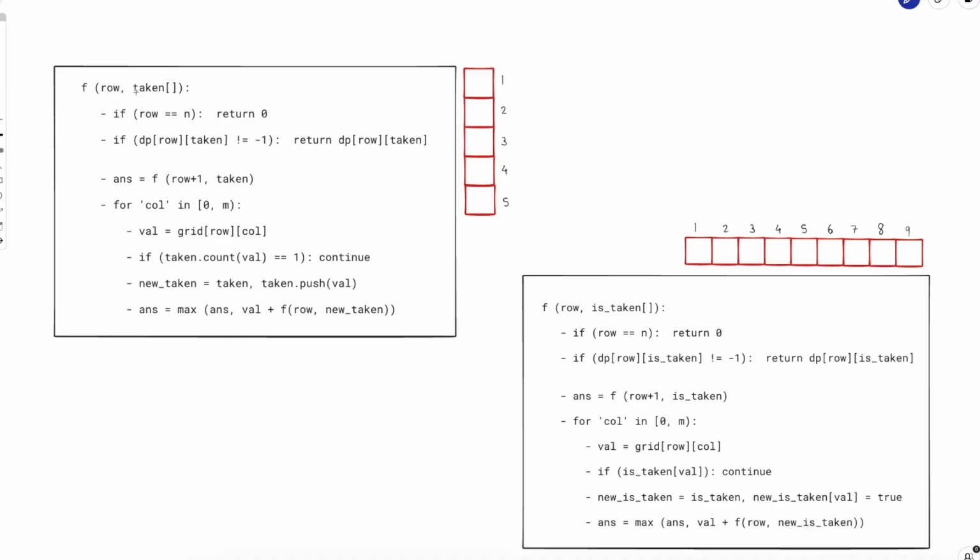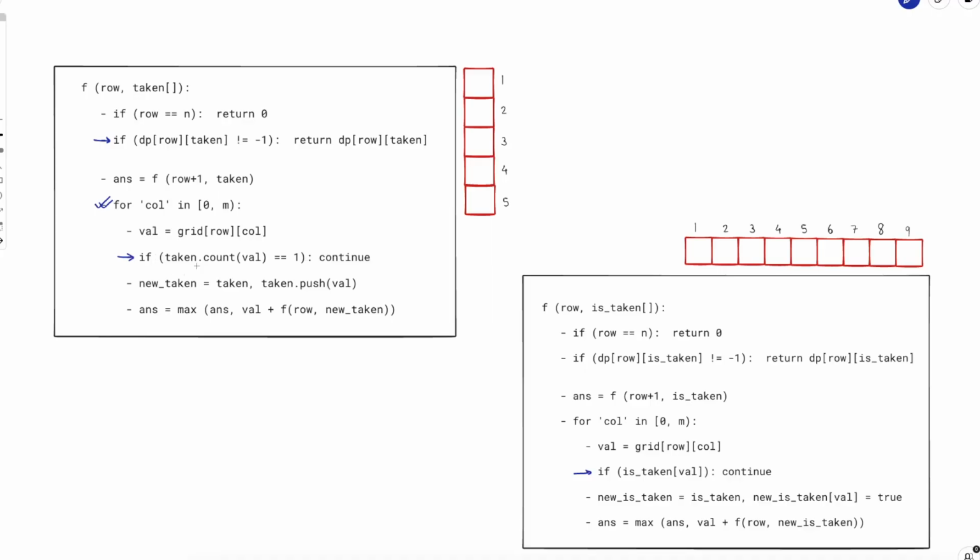Both ways are exactly similar. The only difference lies in how you are ensuring that a particular element is taken and you are not taking it again. So this is the only statement that differs. The rest of the things are exactly equal. What we are doing is simply checking whether this state is something we have already computed. If we have, we'll simply return whatever the value was before. If not, we'll compute the state. How to compute the state? Either I will not take anything here and move forward, or I will try to take one of the values from this column which is not present in the taken array. If it is present, I will not take it, I will simply continue.